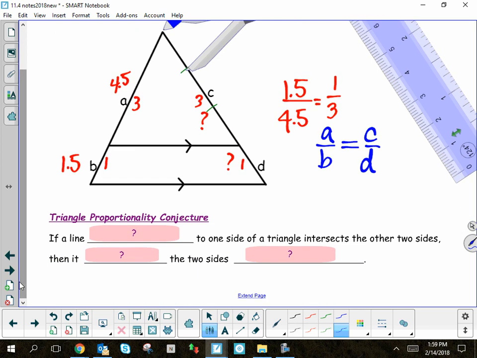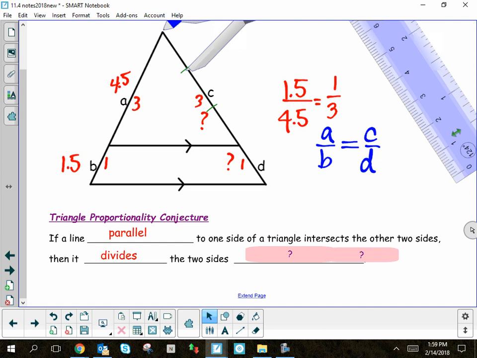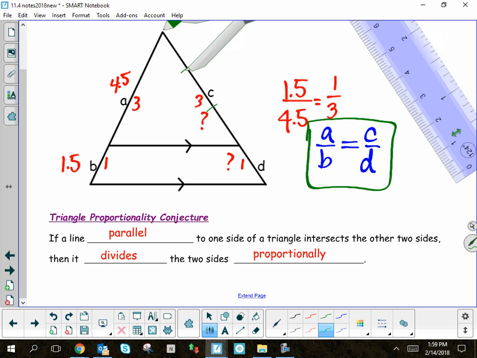So here's your last conjecture for this unit. If a line is parallel to one side of a triangle and it intersects the other two sides, then it divides the two sides proportionally. So the two sides are going to be proportional, just like I wrote down right here. So I would box this part right here: A is to B, and C is to D. Only if you have, again, parallel lines.